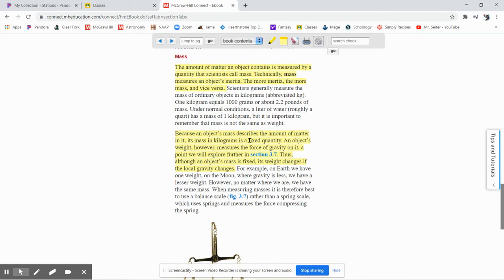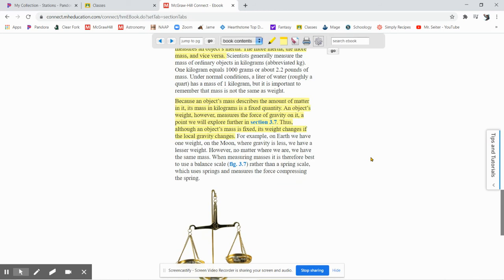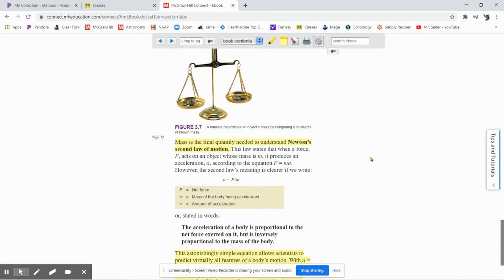Because an object's mass describes the amount of matter in it, the mass in kilograms is a fixed quantity. An object's weight, however, measures the force of gravity on it, a point we will explore further in section 3.7. Thus, although an object's mass is fixed, its weight changes if gravity changes. Okay? Weight changes if gravity changes. All right, so mass is the final quantity. We know what acceleration is: speeding up, slowing down, changing directions. Mass is the final quantity needed to understand Newton's second law.